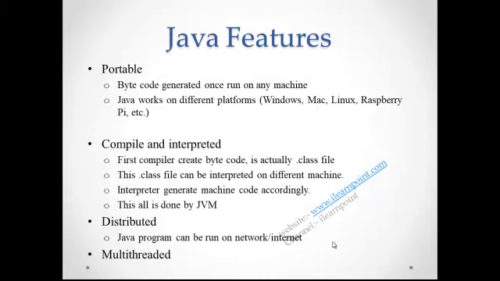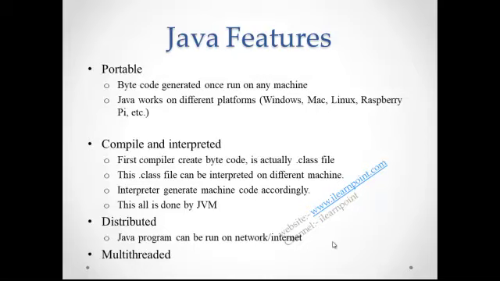That means you write a program in Java, and that bytecode, that .class file that has been created, can then be converted to the machine code. The bytecode is machine independent, and the machine code is machine dependent. So according to each and every machine, the bytecode will be converted, and that's why it can run on any platform like Windows, Linux, Mac, Raspberry Pi. It can run on any platform.